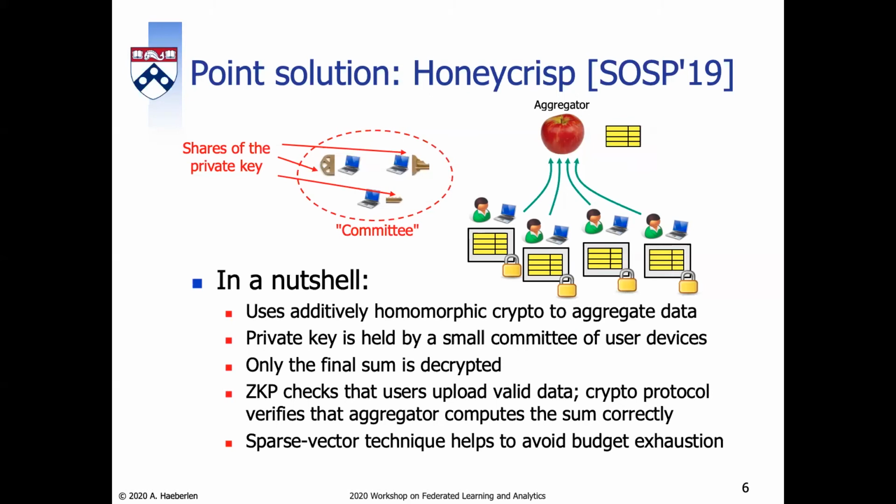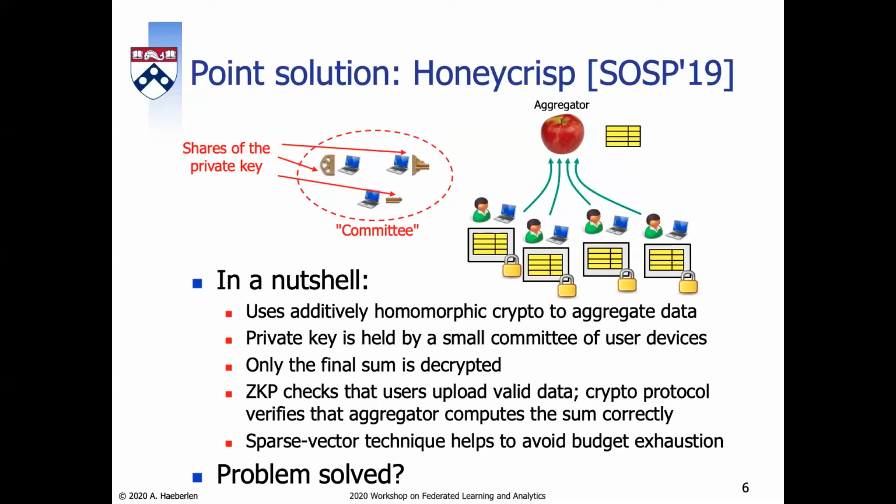We have a couple of other building blocks in there. We have zero knowledge proofs to make sure that users don't upload bogus data. So maybe I can say that I typed the word interesting a billion trillion times. And we have cryptographic protocols to make sure the aggregator actually computed the sum correctly, so that they don't just take one user's data and submit that to the committee for decryption. And we have a technique in there called the sparse vector technique to make sure that we don't exhaust the privacy budget of the differential privacy technique too quickly. And so the system works pretty well, and we're quite happy with it.